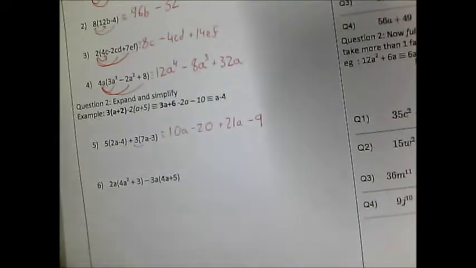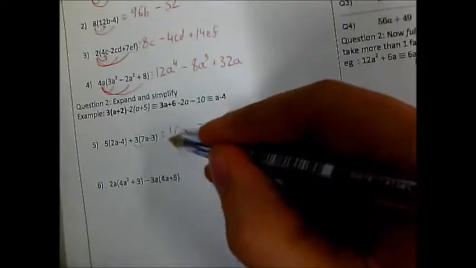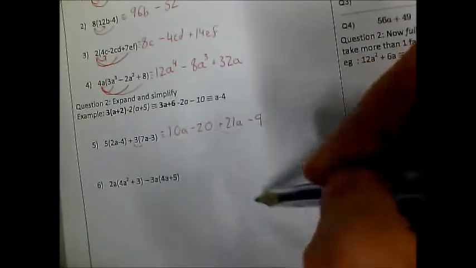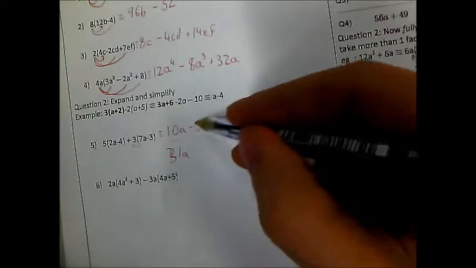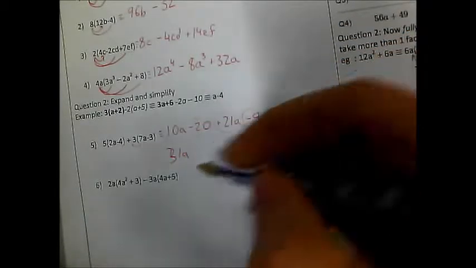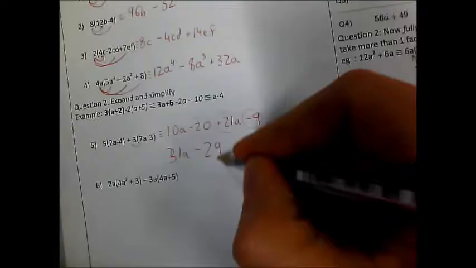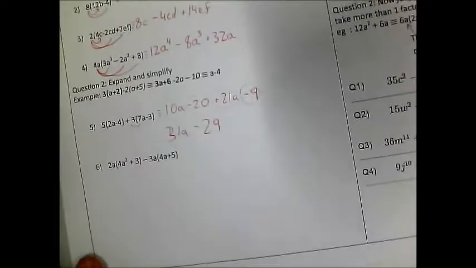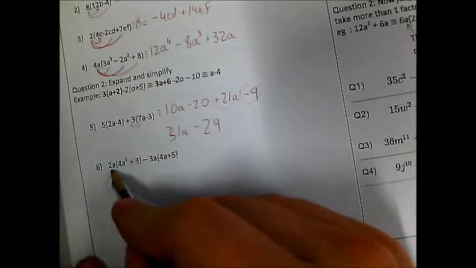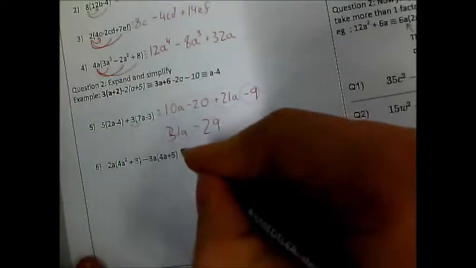I now collect all the things that are the same. So I have a 10a and a 21a. So that's 31a. And negative 20 and negative 9 is negative 29. 31a, take away 29.